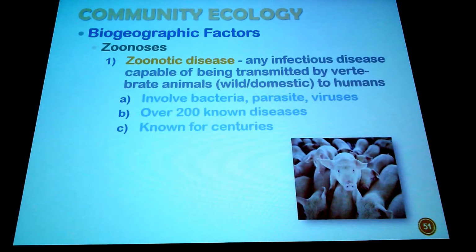Okay, changing gears a little bit. Zoonoses. A zoonotic disease. Again, you've got ZO there in the front. It has to do with animals. Any infectious disease capable of being transmitted by vertebrate animals, wild or domestic, to humans. So it's vertebrate animals. In the past, people get this confused. They give me examples of invertebrates, and that doesn't count. It involves bacteria, parasites, and viruses.